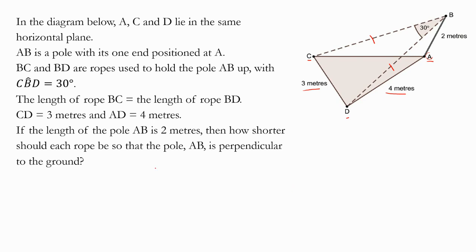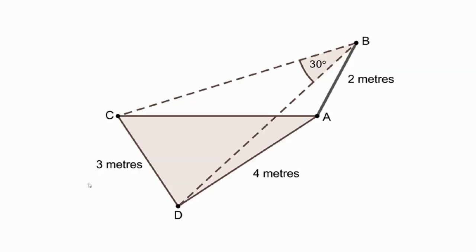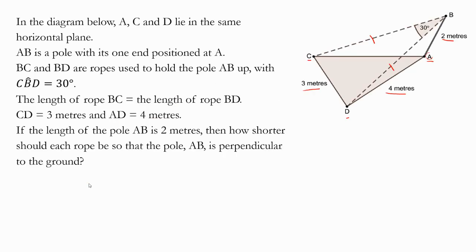If the length of the pole is 2 meters, then how shorter should each rope be so that the pole AB is perpendicular to the ground? Okay, so we have to really understand the question here. Let's just discuss what we are supposed to do. We want to find how shorter should each rope be so that the pole is perpendicular to the ground.